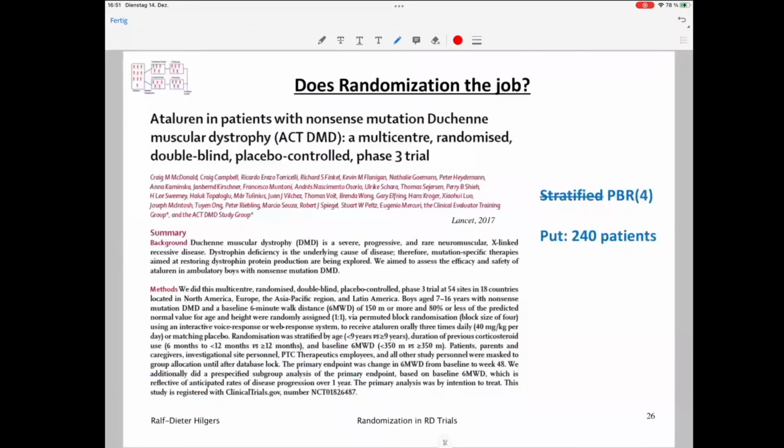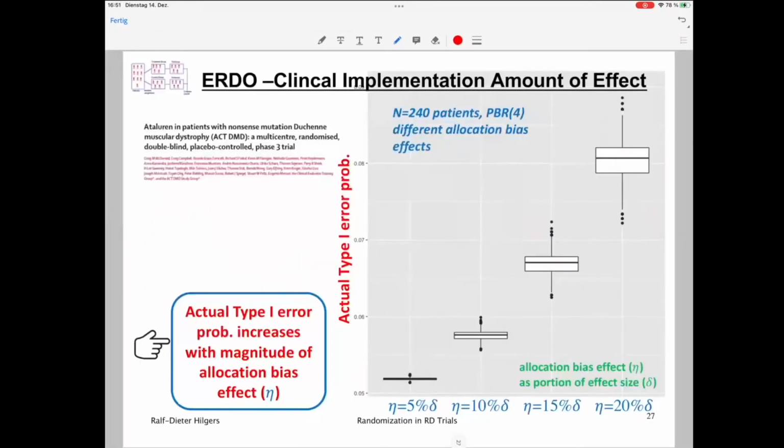So we're going back to an example. Enough formulas for today. So what can we do? Okay, we have the 240 patients, and we will compare the effect of allocation bias. No, sorry, I lost it. Sorry for that. We will study the different allocation bias effects on the type 1 error.